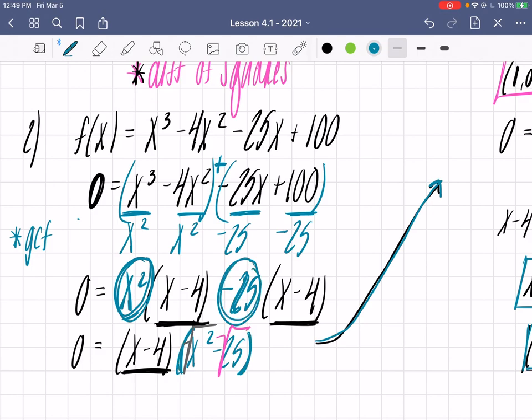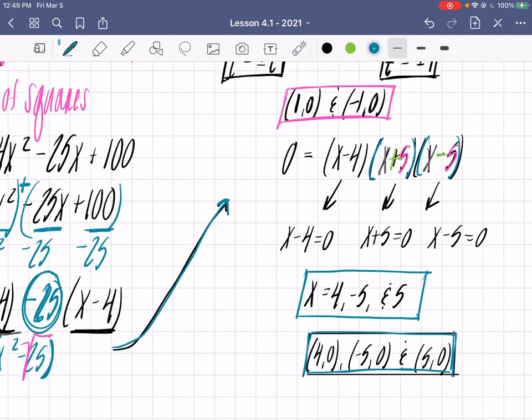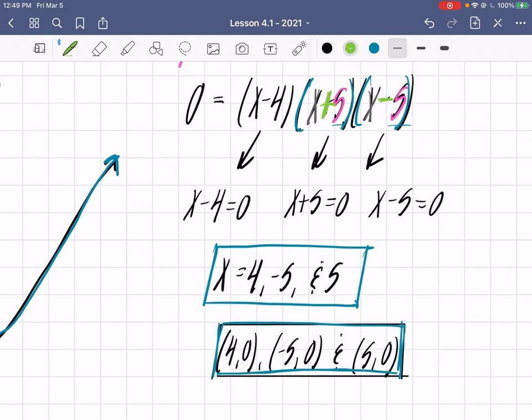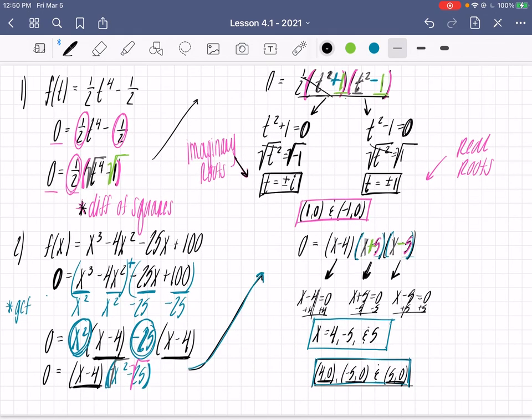That, again, is a difference of 2 perfect squares. So take the square root of x squared, which becomes x. Take the square root of 25, which becomes the 5. One has a plus sign and one has a minus sign. So now we have all 3 of our factors. We split them up using zero product property. We set them each equal to 0, and we solve for x. So here we would add 4 to both sides. Here we subtracted 5 from both sides. Here we added 5 to both sides. So our roots are at (4, 0), (-5, 0), and (5, 0). Those are the 3 roots right there.